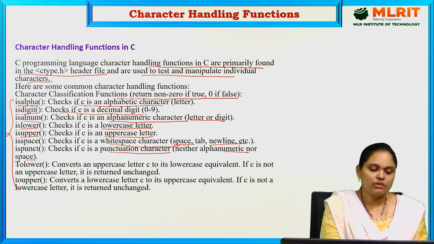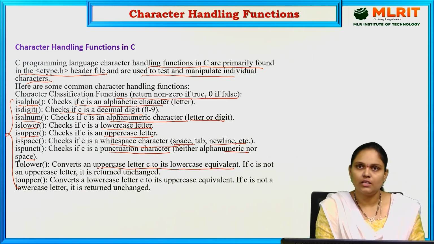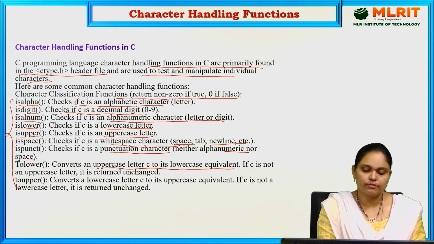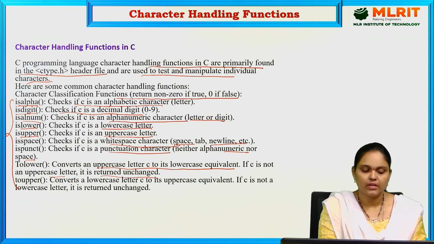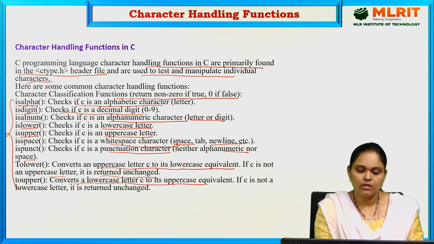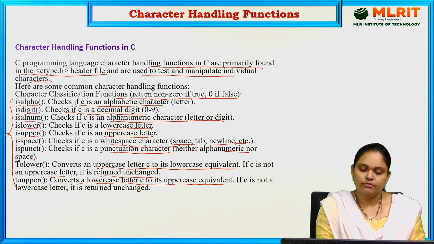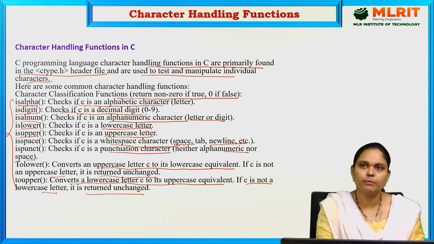And tolower will convert an uppercase character to its lowercase equivalent. If the character is not an uppercase, it is returned unchanged. And toupper will convert a lowercase character to the uppercase character. If that particular character is not a lowercase, then it will remain unchanged.